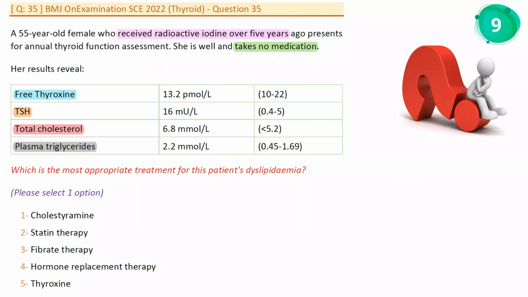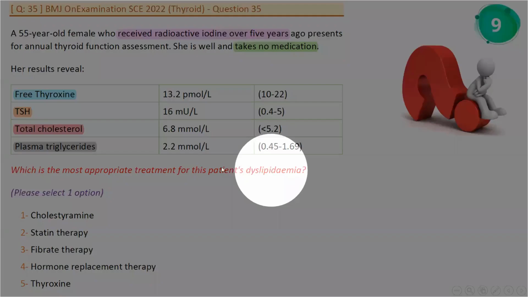A 55-year-old female who received radioiodine over 5 years ago presented for annual thyroid function assessment. She takes no medication. The most important point is that TSH is elevated with normal free thyroxine, free T4. So this is a case of subclinical hypothyroidism. Total cholesterol is elevated, plasma triglyceride elevated. What is the most appropriate treatment for this patient's dyslipidemia? Here he asked about management of dyslipidemia.